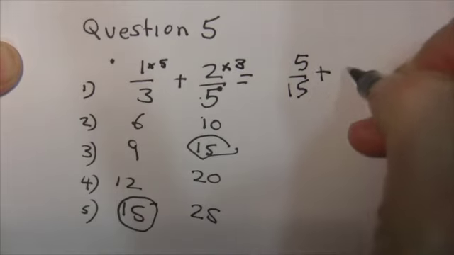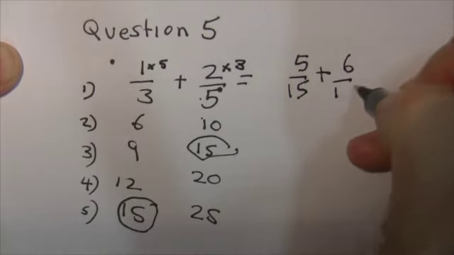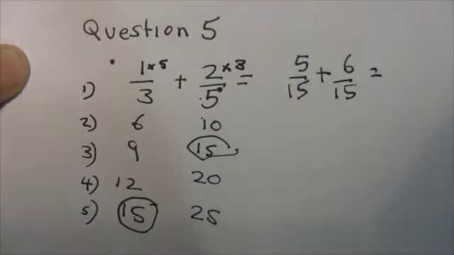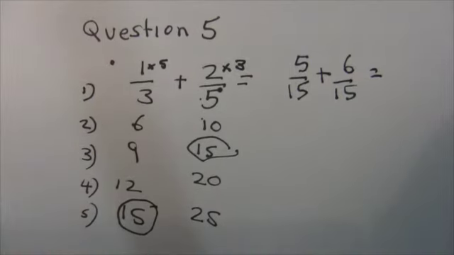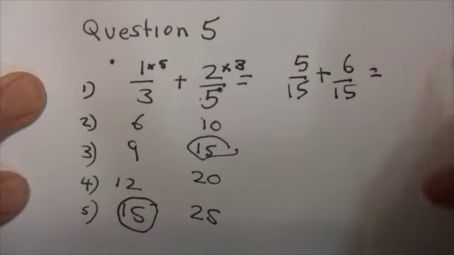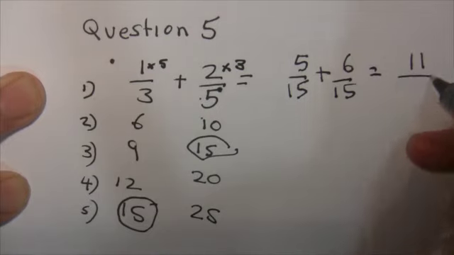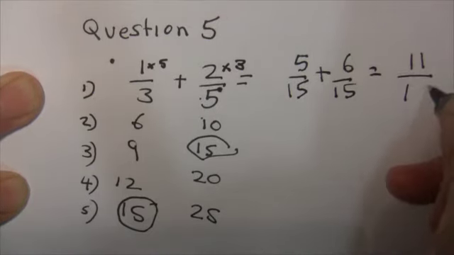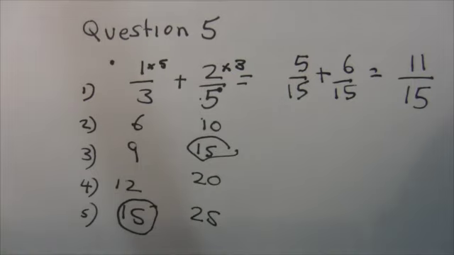5/15 plus 6/15 equals. The denominators are now the same, so I can just add the tops. 6 add 5 is 11, and keep the bottom. And we don't need to simplify.